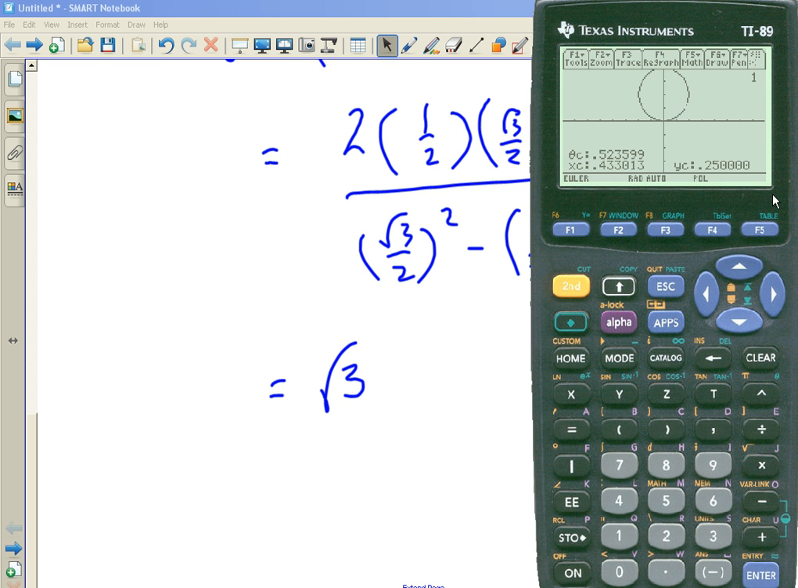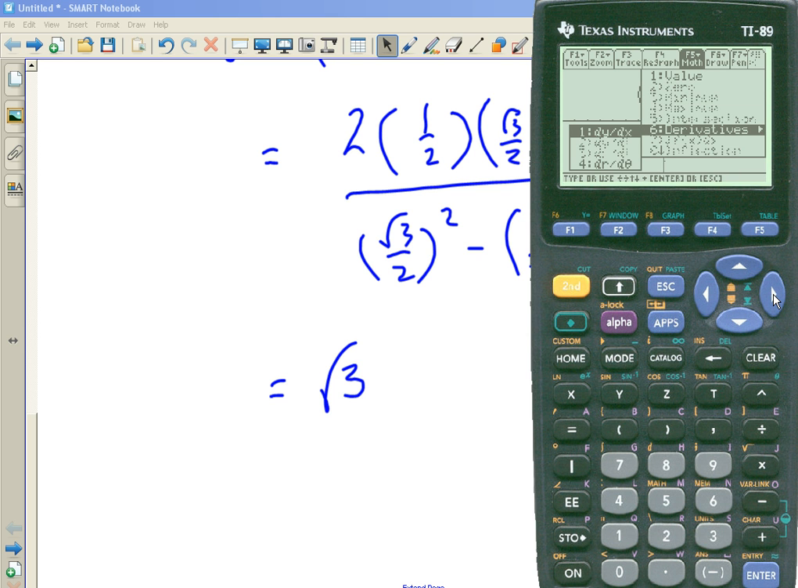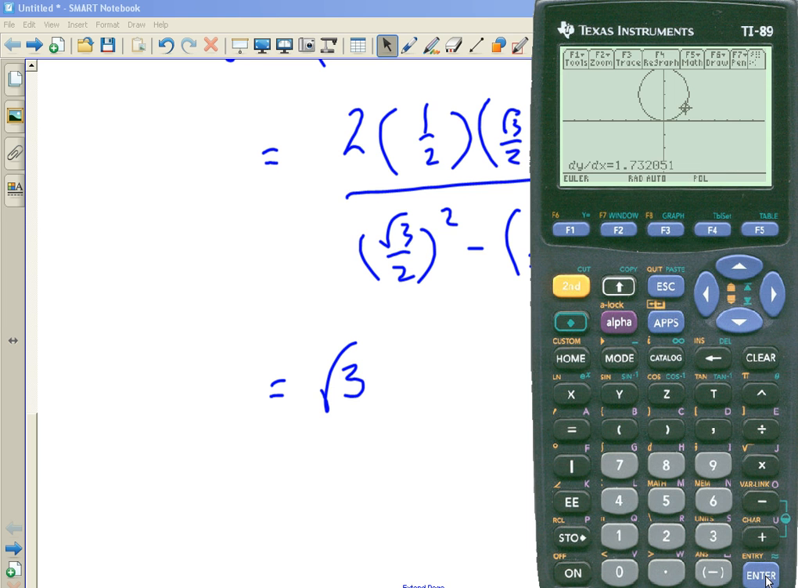But look at F5, derivatives. You can get dy dx right there. Now, what do we say it was? Root 3, which is 1.732, I think, right? Let's do it. Oh, boy, are we good at this. All right, crazy talk. All righty then. Well, that really is all review.